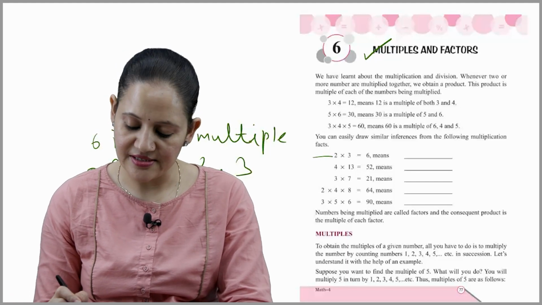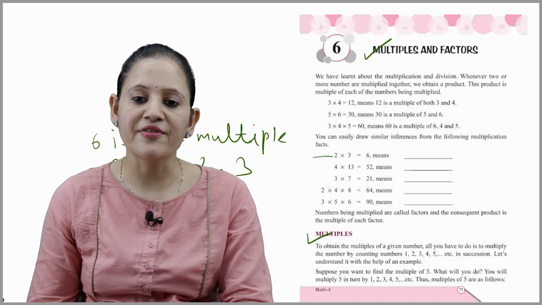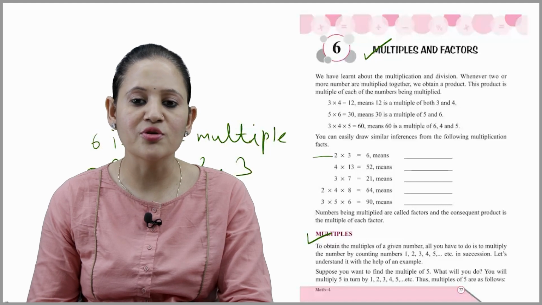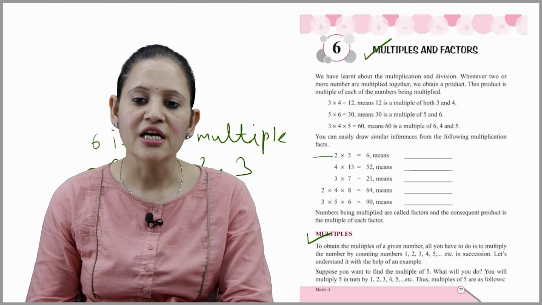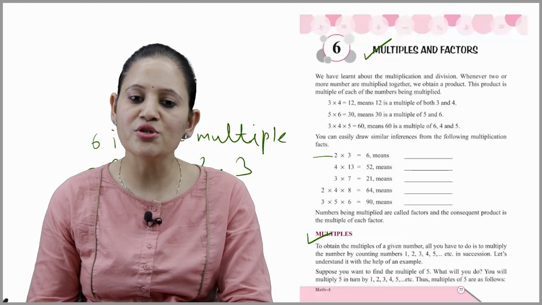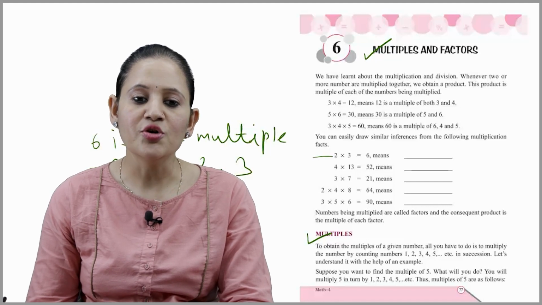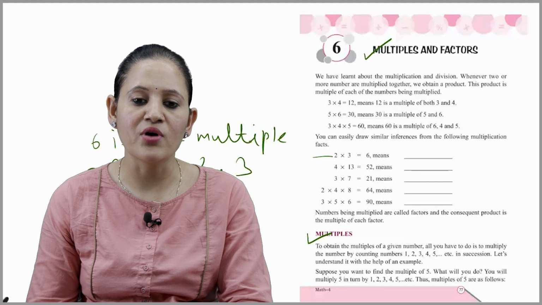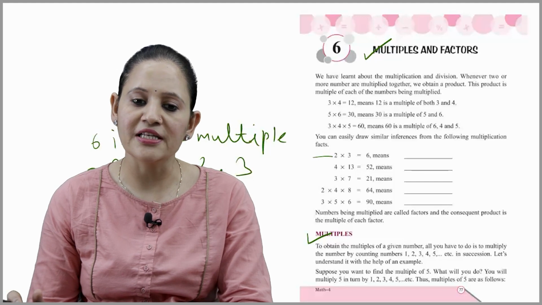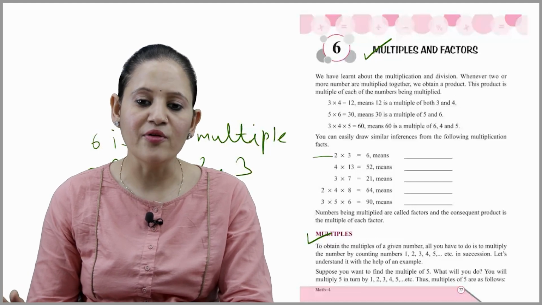Next is multiples. To obtain the multiples of the given number, all you have to do is to multiply the number by counting numbers 1, 2, 3, 4, 5 and so on in succession. Let's understand with the help of examples. Suppose you want to find the multiples of 5. What will you do? You will multiply 5 in turn by 1, 2, 3, 4, 5. इस तरीके से आप 5 को पहले 1 से करेंगे, then 2, 3, 4 इस तरीके से multiply करते रहेंगे. So you'll get the multiples of 5.